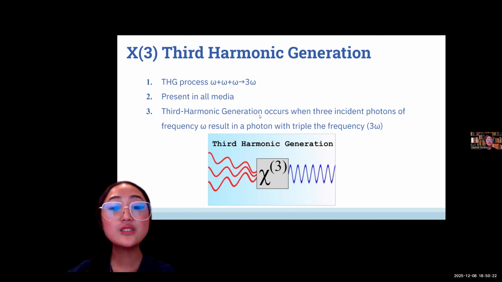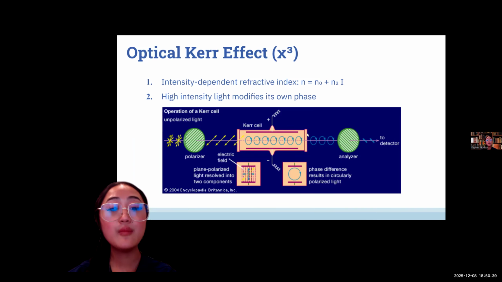Since chi-3 is present in all media, it governs common nonlinear optic phenomena. Third harmonic generation occurs when three incident photons of frequency omega result in a photon with triple the frequency, 3 times omega. A major third-order effect is intensity-dependent refractive index. This is also known as the optical Kerr effect.